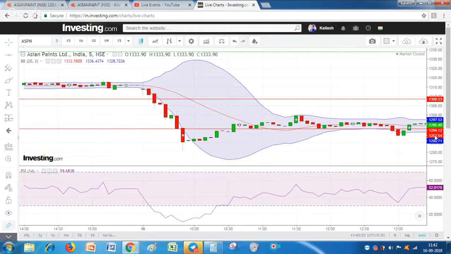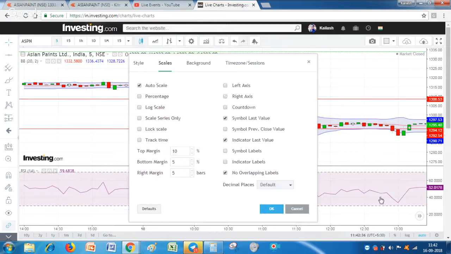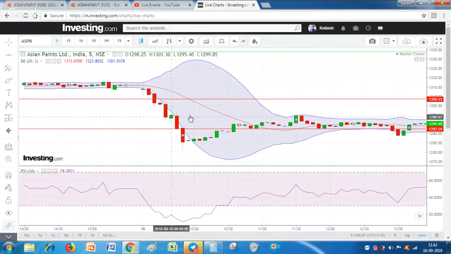I will just go to the settings and remove these level indicators, so that there is no confusion. Okay, so look at this level, friends. In this case, we would have kept our stop loss at this level, actually the 1300 level.